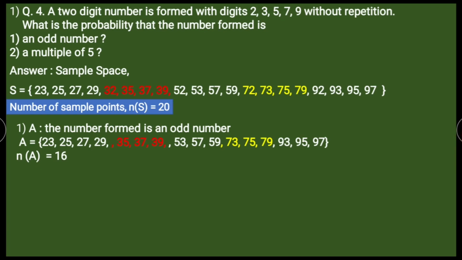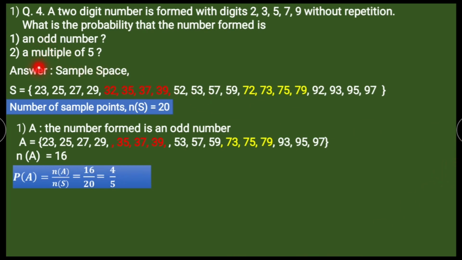So we calculate the probability by the formula P(A) equals n(A) upon n(S). So total numbers in the sample space are 20. So write n(S) as 20. In the event, the total number of sample points is 16. So write 16 upon 20, which we get as 4 by 5.